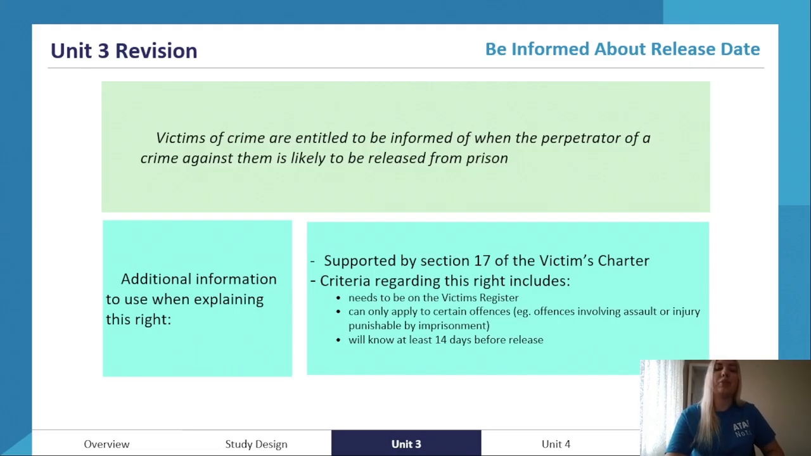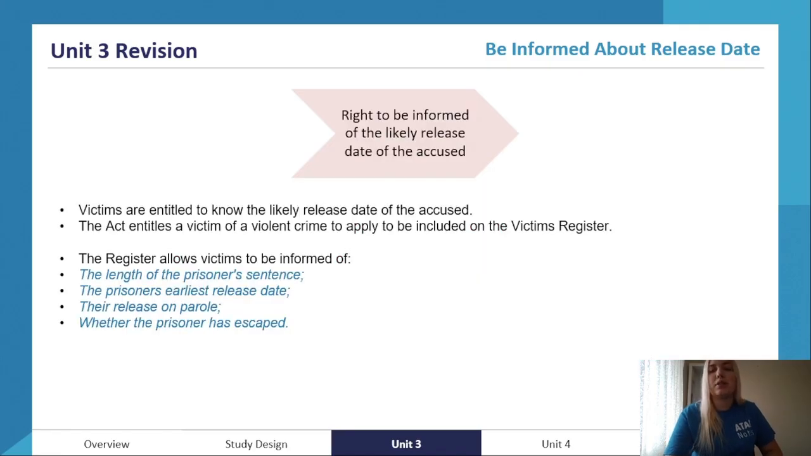People on the victims register will need to be informed at least 14 days before the release from prison of the offender that they are going to be released, so they can mentally prepare, or even physically, if they think violence will recur, and they need to make sure that person will not be able to find them or even move and stay around somewhere else for a while. So this is to protect victims.